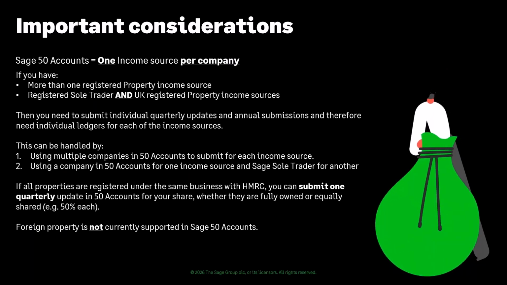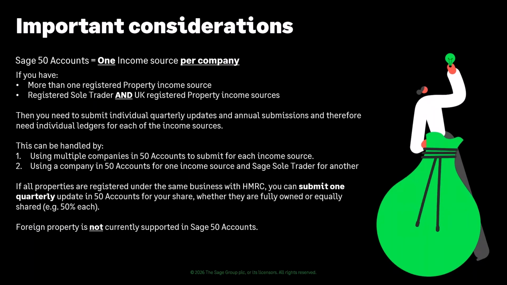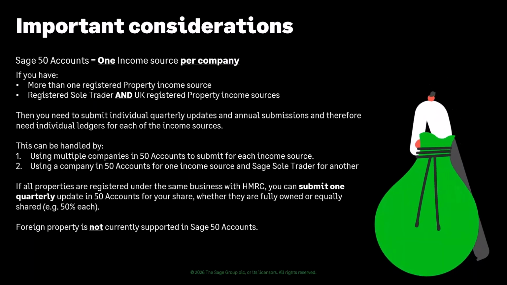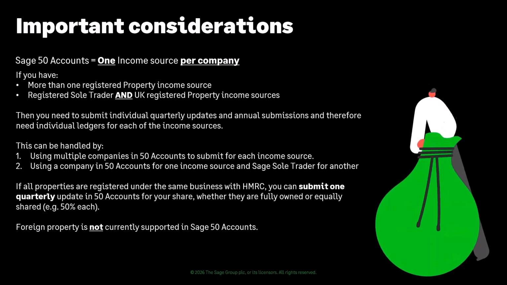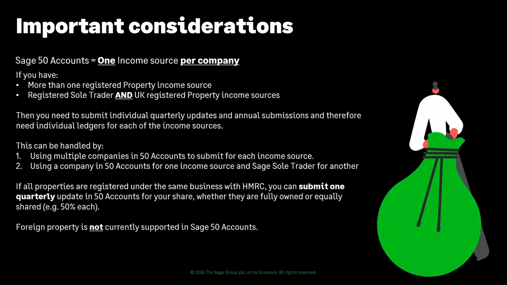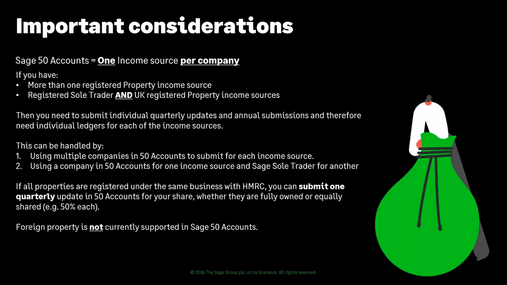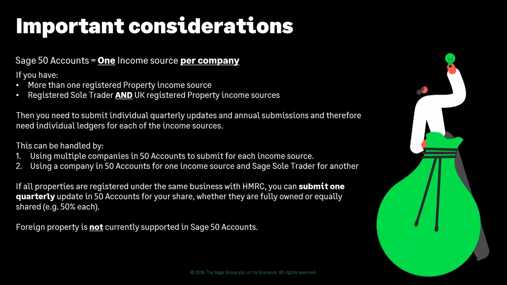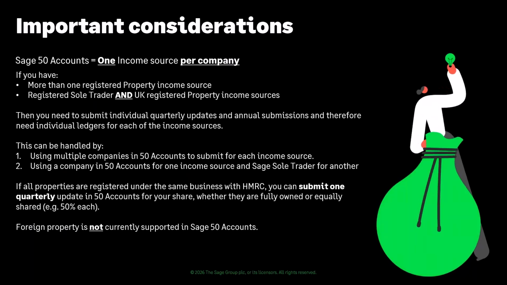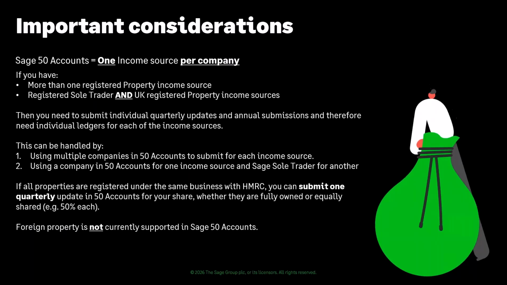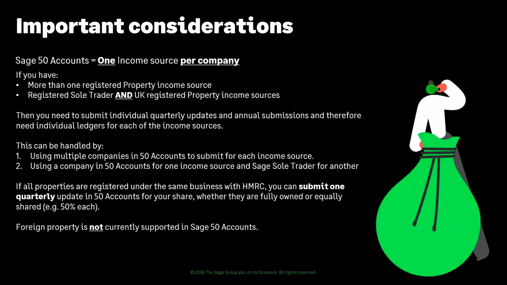Alternatively, you can use a company in 50 accounts for one individual, and if you have either more than one income source, or you might have shared ownership, you can also use Sage Sole Trader for another. If all properties are registered under the same business with HMRC, you can submit one quarterly update in 50 accounts for your share, whether they are fully owned or equally shared. Just a reminder as well, foreign property is not currently supported in Sage 50 accounts. So those are your important considerations.